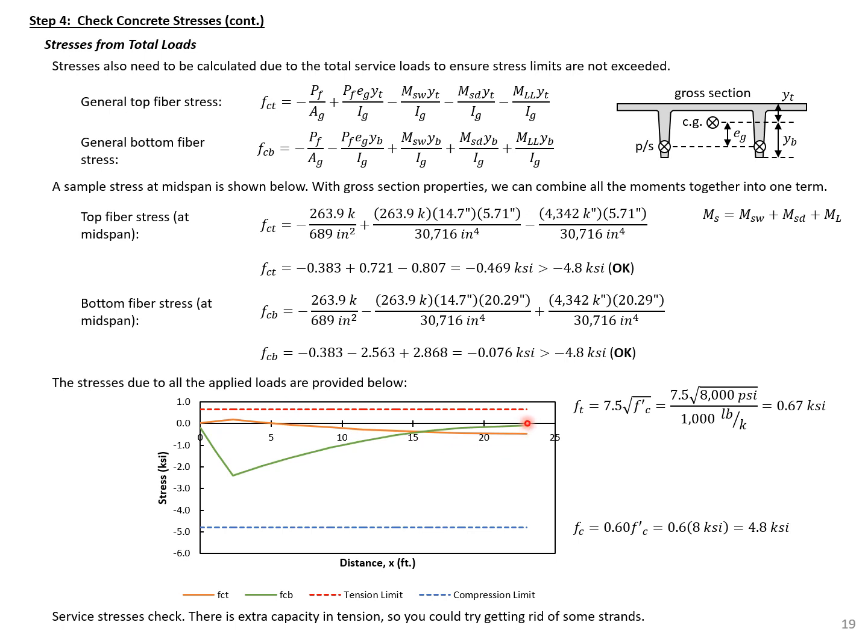So typically, the stress at midspan at the bottom of the section is going to be in tension if we allow it to be in tension. And this limit here, the tensile stress limit, 7.5 times the square root of F prime C, is going to control the design. So you can see we have a lot of room here between the bottom fiber stress and our tension limit. So this would again suggest that we could possibly try getting rid of some strands.